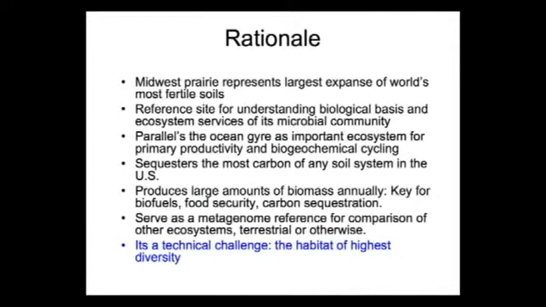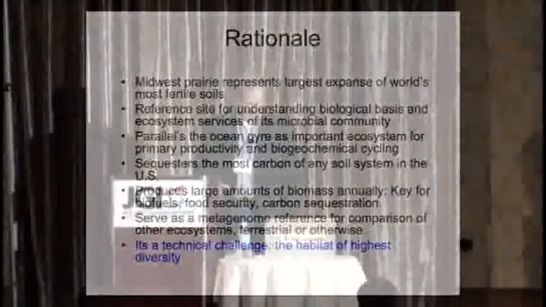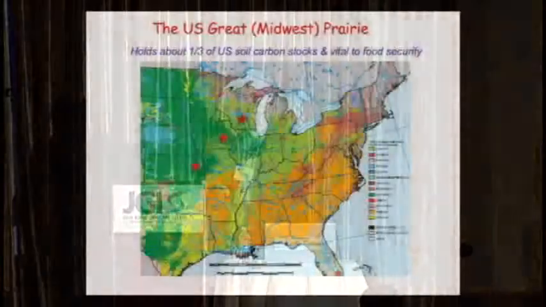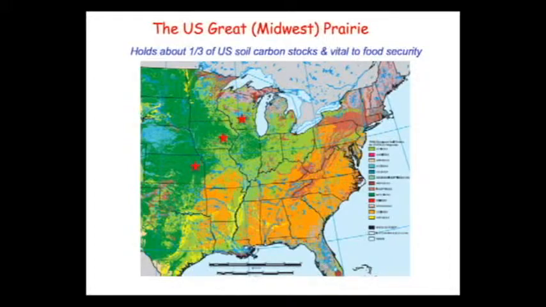The ocean's largest gyres represent important carbon sequestration and biogeochemical cycling sites, as does the prairie ecosystem in North America. It sequesters the most carbon of any soil system in the U.S., and of course it produces a large amount of biomass annually, meaning plant biomass as well as microbial biomass. It also represented a technical challenge because soil is considered the most diverse site for microbial communities and the genes they carry. So these are the sampling sites.